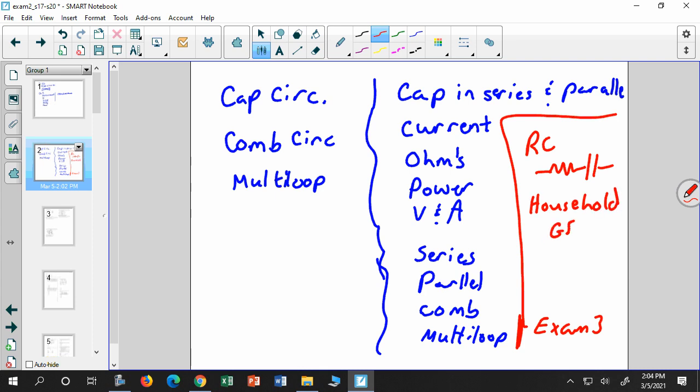That includes things like GFCI, circuit breakers, grounding, anything about the home. You're not going to see that. Although some of it might look somewhat familiar to you, because we've already talked about some of those topics. So none of those things are going to be on the test.